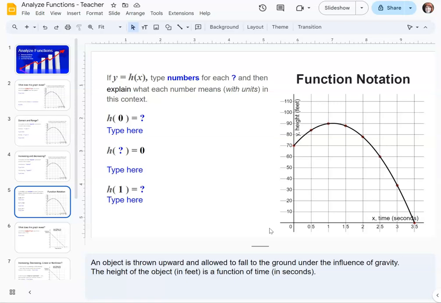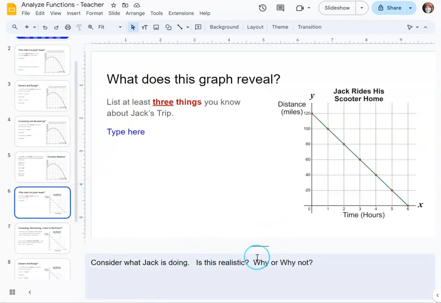So anyway, they will fill in these numbers and then give it a description of what these represent in this context. All right, and that's that one. So then we have a different scenario about Jack and his scooter. So what is Jack doing? Is this realistic? Why or why not?